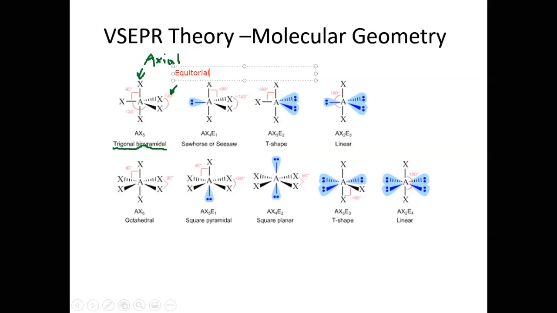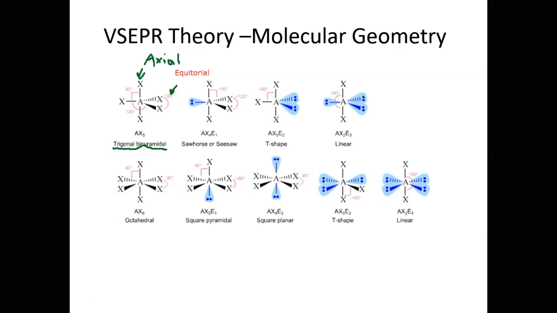Equatorial, they're at 120 degrees. So what we're doing is we're replacing lone pairs of electrons in the equatorial region, and that causes a decrease in the bond angles. But notice when we get the linear, which has 3 lone pairs around the central atom and 2 bonds, we have 180 degrees. So regardless, linear is always 180 degrees.